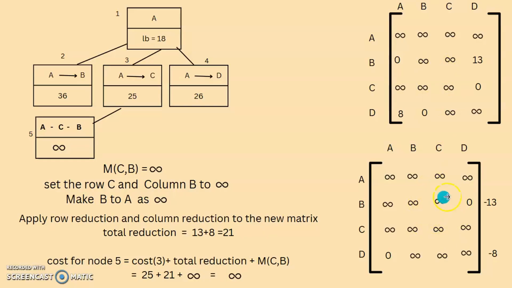Now we have to apply row reduction and column reduction for this matrix. So you refer this, first row contains all the values are infinity, so no row reduction required.